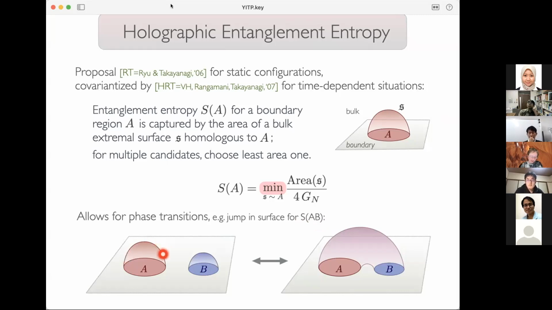Well, you might have an extremal surface that's really these two extremal surfaces, or you might imagine that as you bring these regions close enough, there's another extremal surface that exists, and that might actually have smaller area than these two, which is this joint extremal surface. So there's a phase transition on what is the smallest area extremal surface that is homologous to the subsystem. All right, so that was one ingredient.